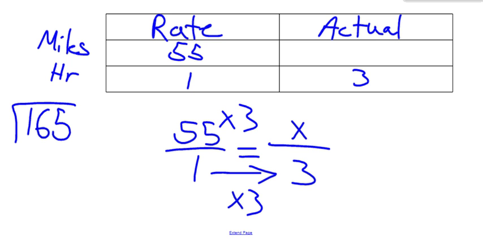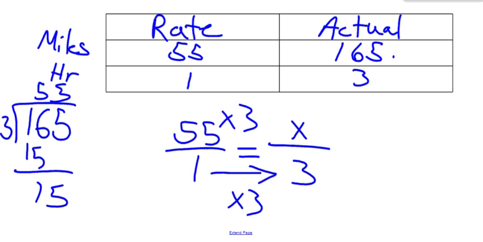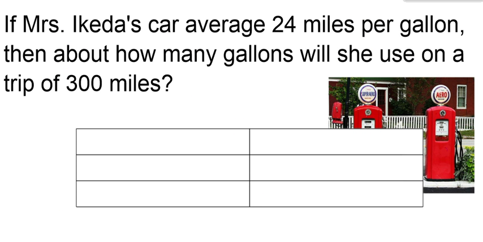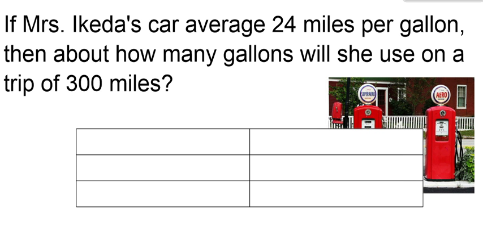I'm going to double check my work. 3 goes into 16 five times, 5 times 3 is 15, got it right. 165 miles in 3 hours. So we have example number 1. I've made the next one the sample, but let's do this one together too.